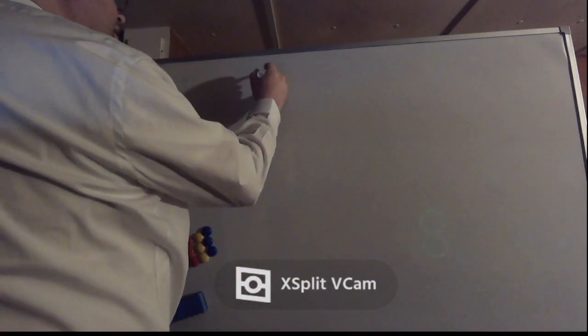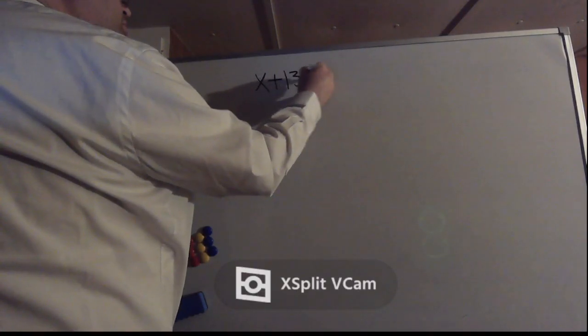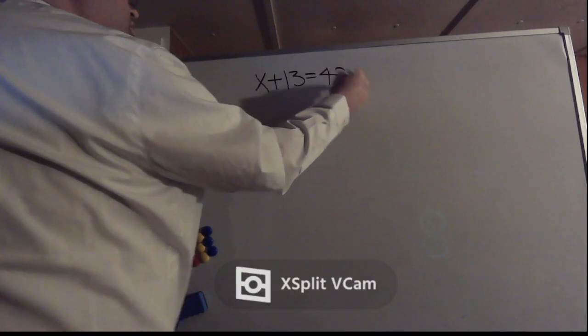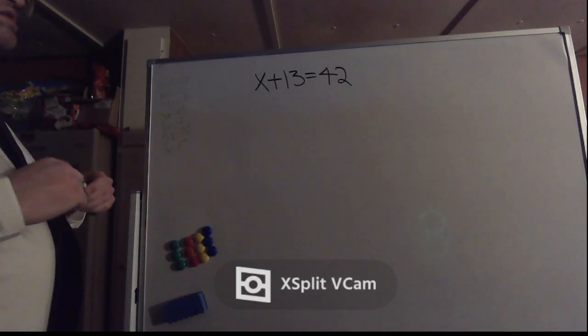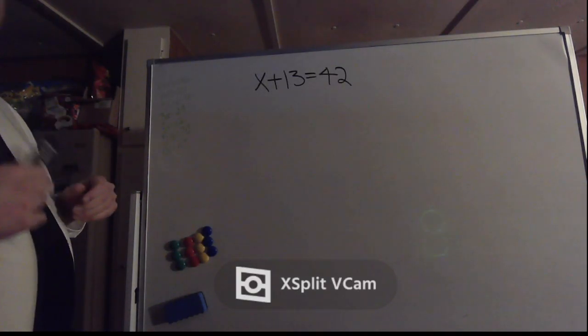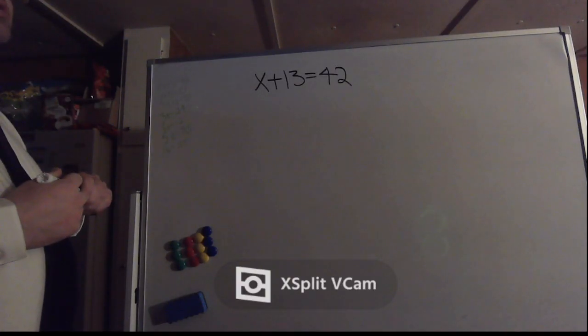Okay, how about if we had something like x plus 13 equals 42. So you see there, x plus 13 equals 42. Well, we need to get the x by itself, don't we? If we have plus 13, how do we get rid of that 13? We subtract 13.